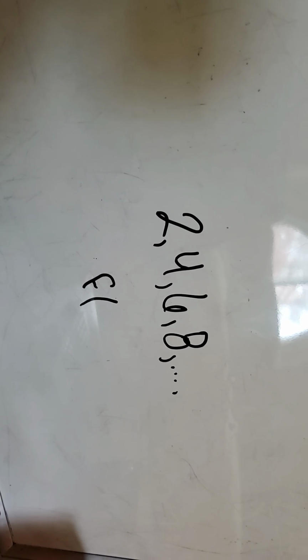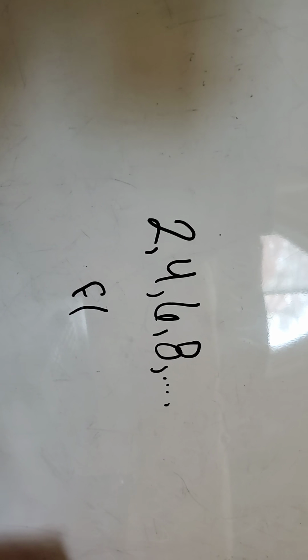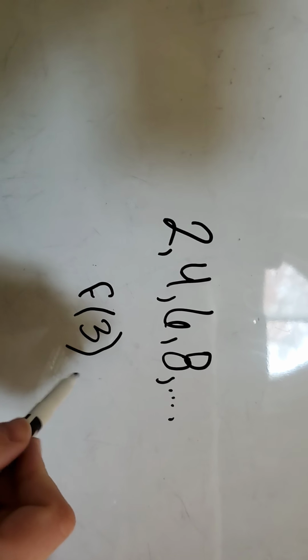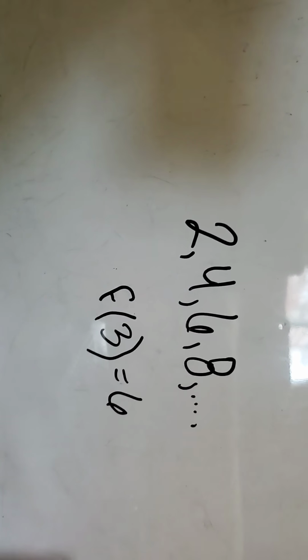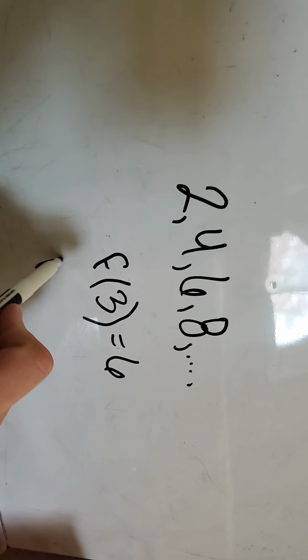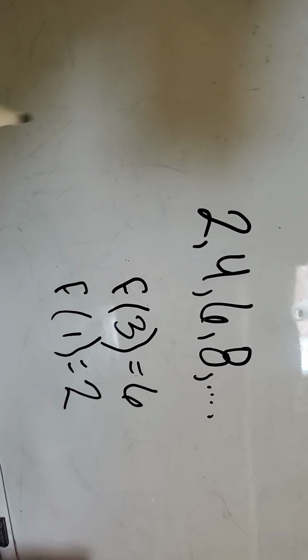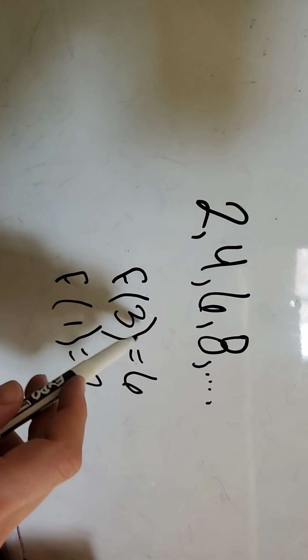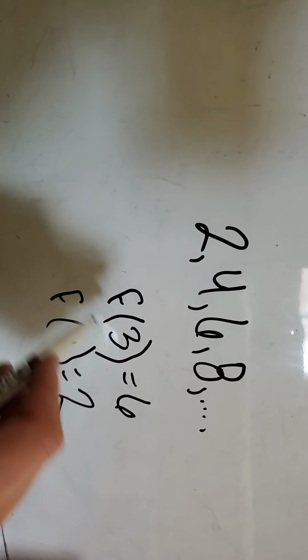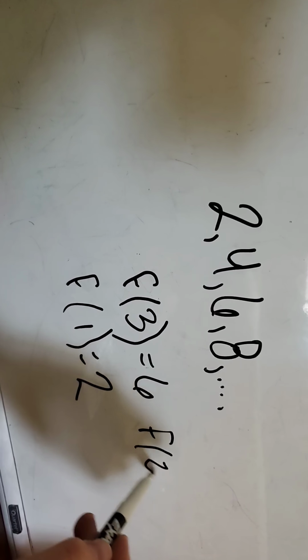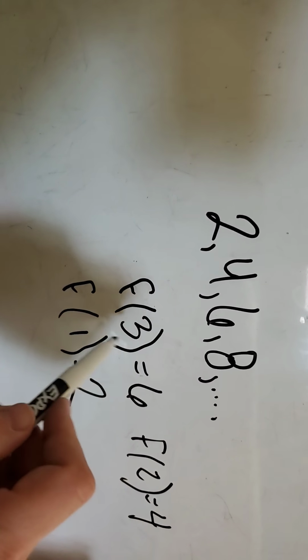Well, then f of 3 is 6, because that's my third term. f of 1 is 2. You see what I'm saying? So f of n minus 1, the term before it: f of 2 is 4. Okay? All right. So that was just to make sure you're all on my page.